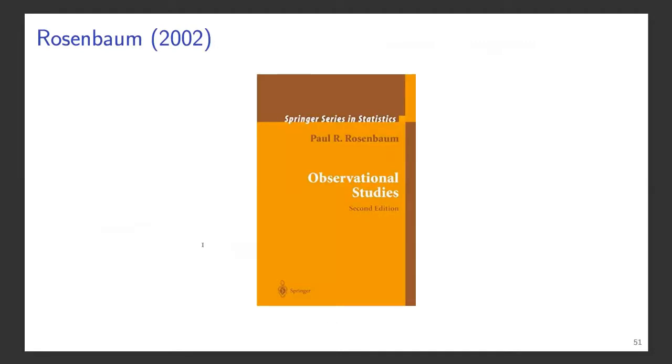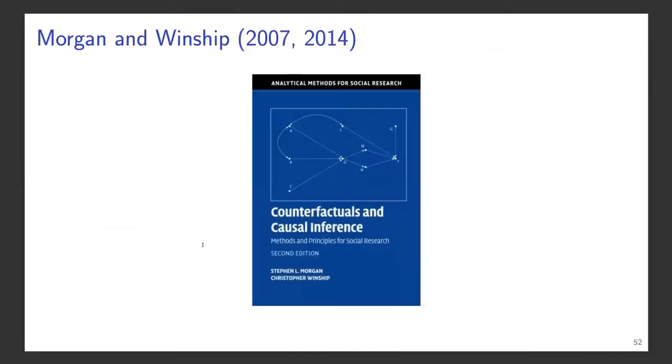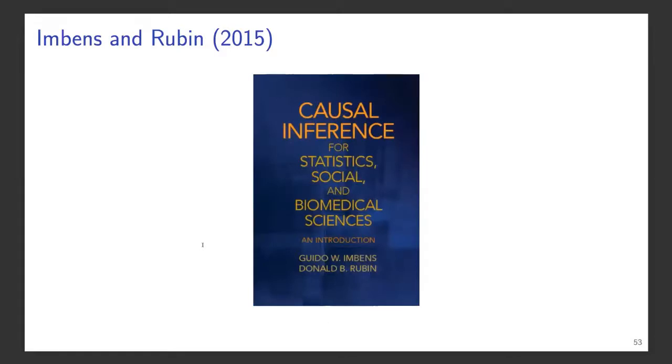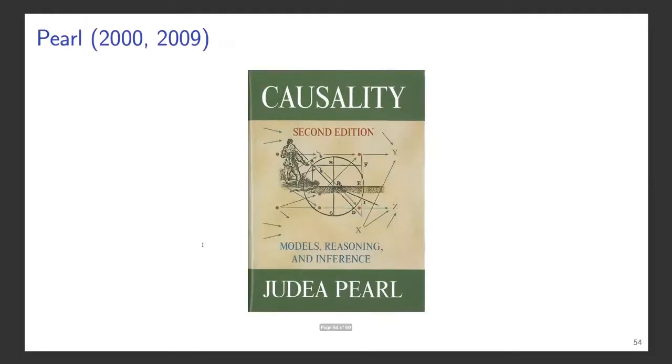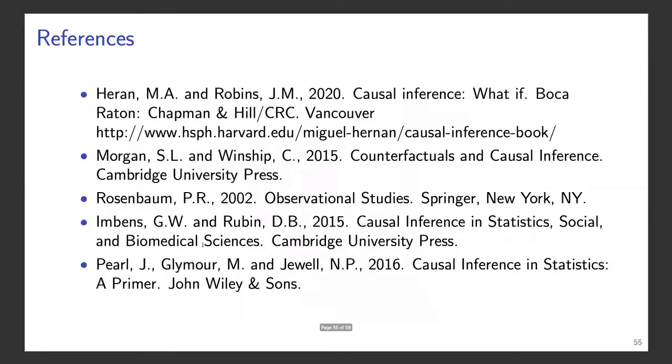And then a few other pretty famous causal books. Paul Rosenbaum's Observational Studies book is very nice. Morgan and Winship is an accessible overview of many different areas of causal inference, including DAGs, potential outcomes, and so on. Imbens and Rubin wrote an influential book, came out in 2015, very comprehensive. Pearl's book is the book if you're interested in the graphical approach to causal inference. And I'll leave you with a few references and stop there.